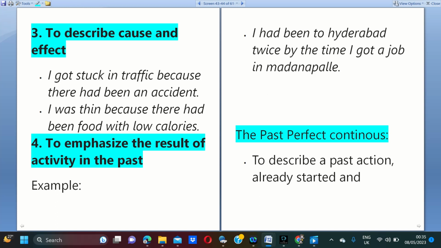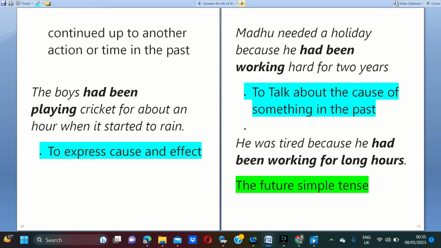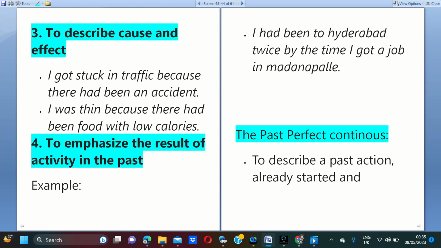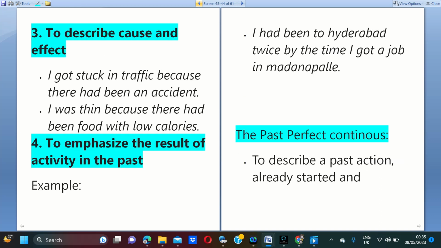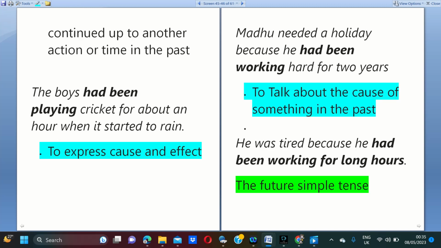Next subdivision of past tense is the past perfect continuous tense. It is used to describe a past action that already started and continued up to another action or time in the past. See, the action happens in the past here. The action began in the past and continued up to another action or time.